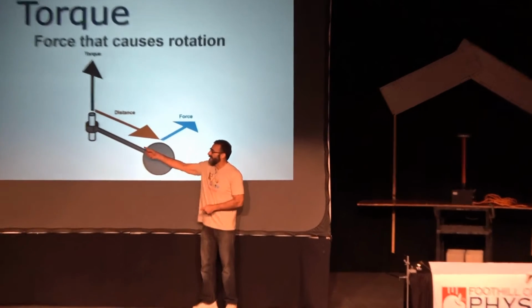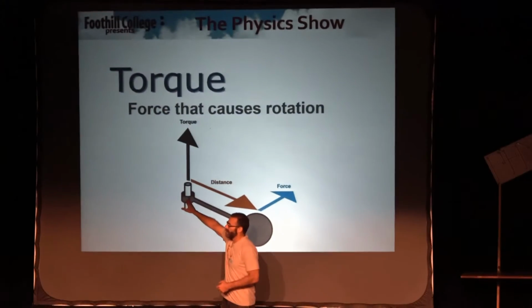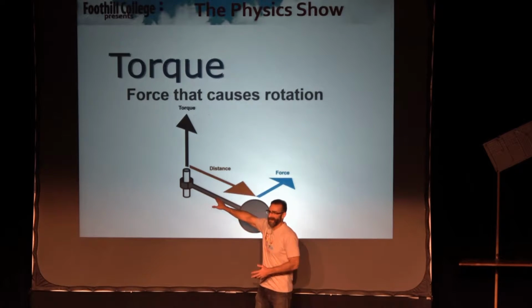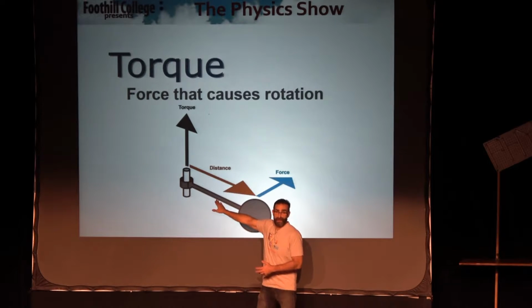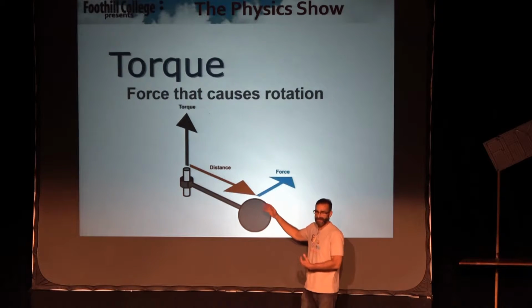So if I wanted to make this gray object rotate, and I pushed over here, is it ever going to rotate? No. If I push over here, I might get it to rotate, but it would take a big force. And if I pushed out here, that's where it requires the smallest force to get it to rotate.